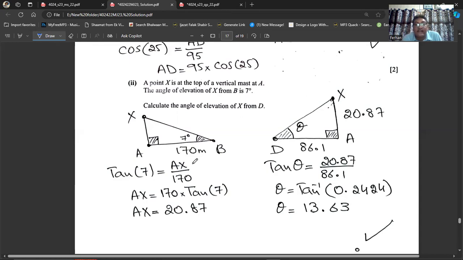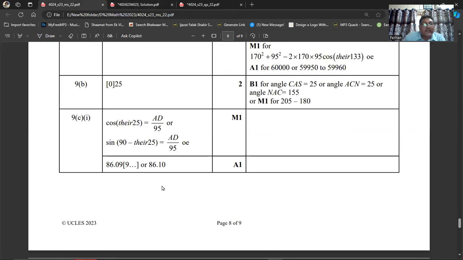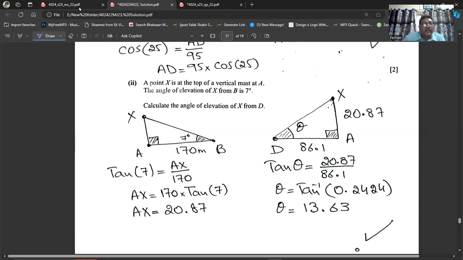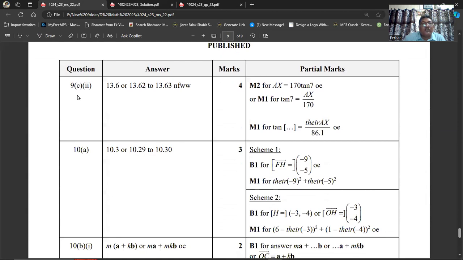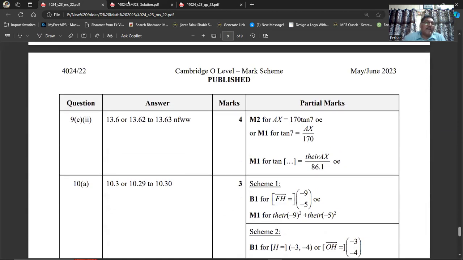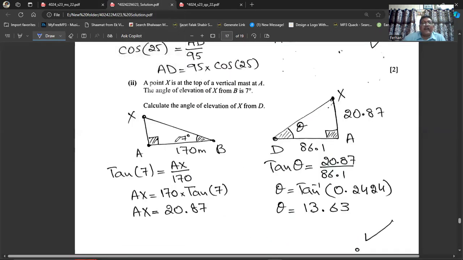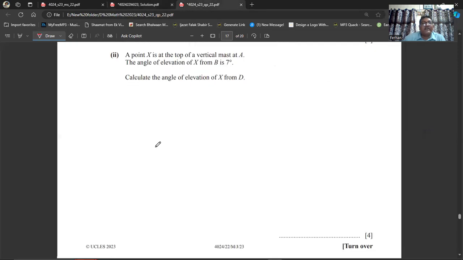So I will apply tan theta. Tan theta equals 20.87 divided by 86.1, so theta equals tan inverse of 0.244, which is 13.63. So the angle of elevation of X from D is 13.63. Let's look at the answer. It is 13 point something, so here we go, the answer is 13.6. Are our answers right? Our answers are right, sir.